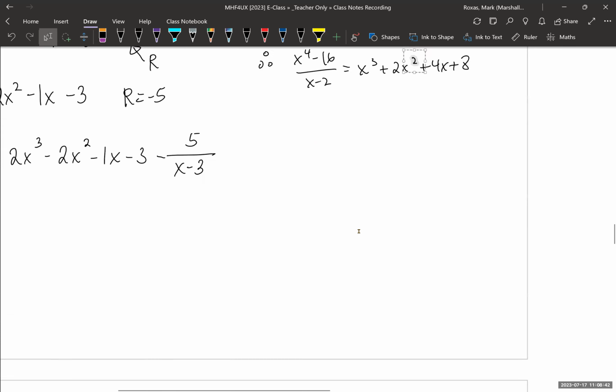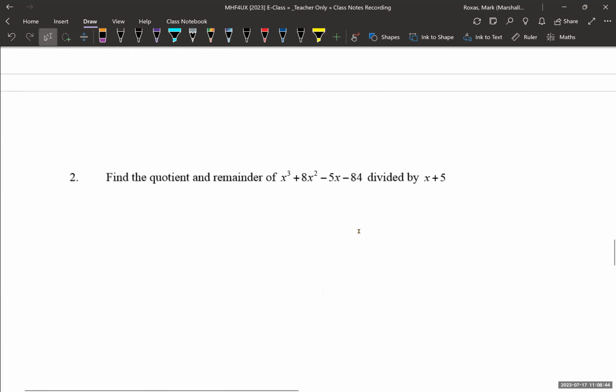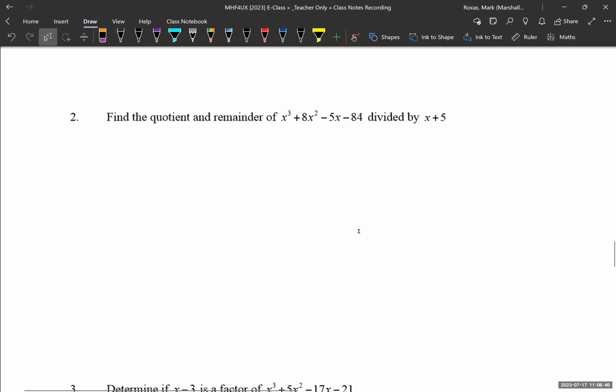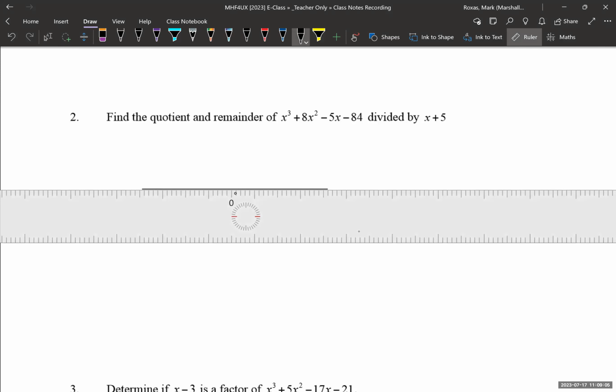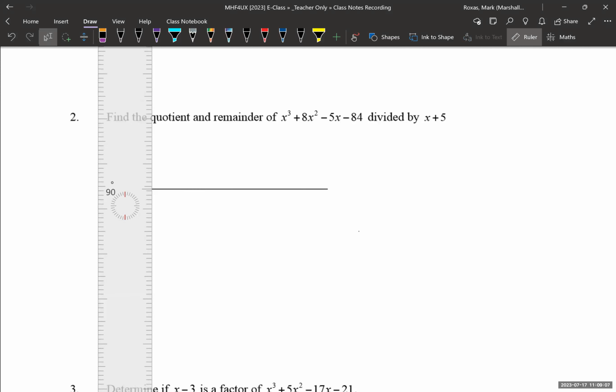Okay, let's move on to our next page. Number 2, find the quotient and remainder of x cubed plus 8x squared minus 5x minus 84 divided by x plus 5. So another example where we can apply synthetic division. So I'm going to draw another chart. I'm going to write up the coefficients.